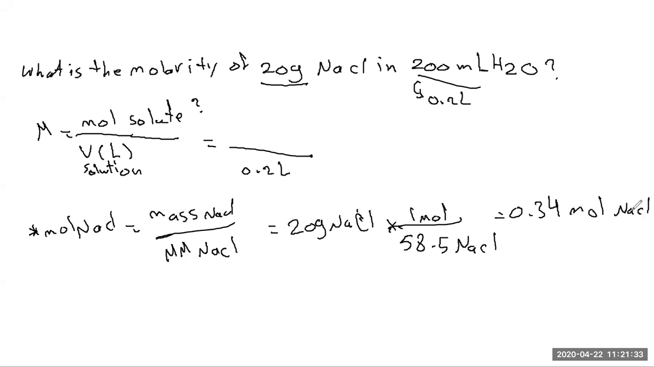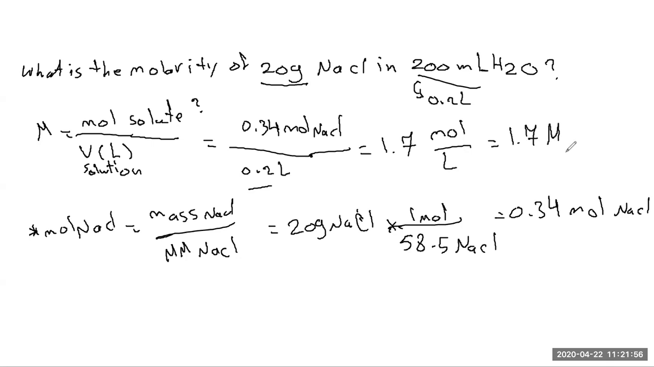Now this 0.34 mole NaCl will be divided by the 0.2. We will get here 1.7 mole per liter. Or you can say 1.7 capital M, which means molar. This is molar. It's called molar.